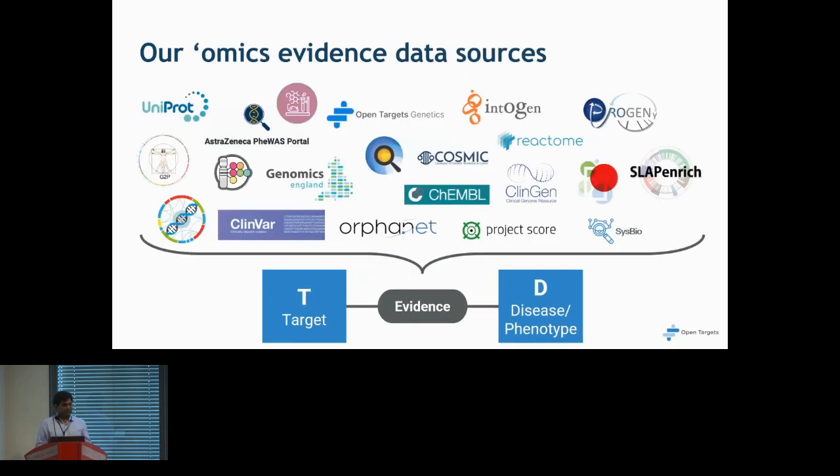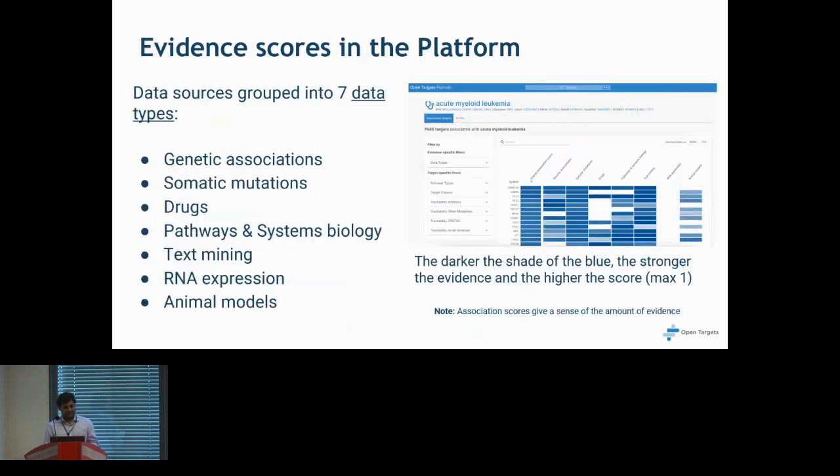And we use over 20 different data sources, some of them you might have heard of, to connect all these evidences. And these evidences are then characterized into 7 different types: genetic associations, somatic mutations, drugs, pathways and systems biology, text mining, RNA expression, and animal models. Each of them has a particular association score, and we used harmonic scores to calculate these.